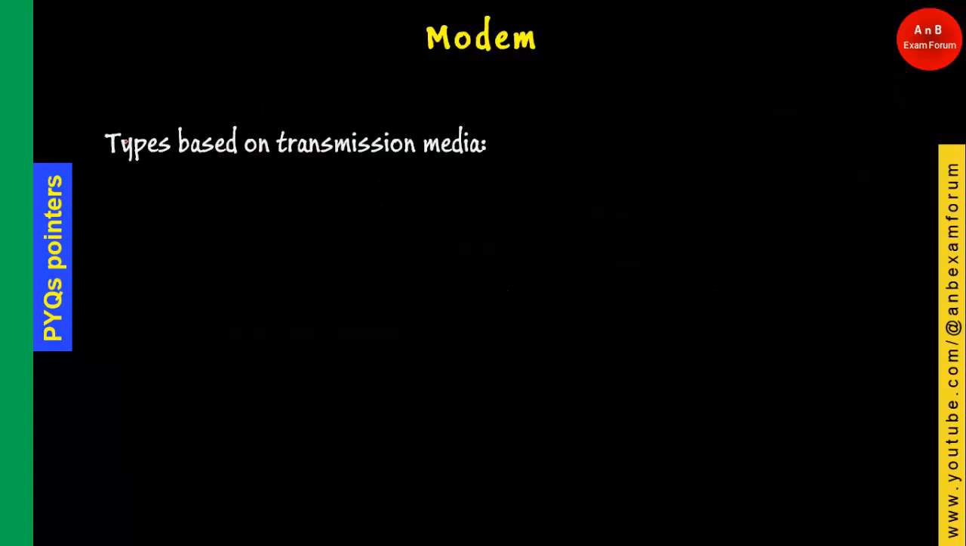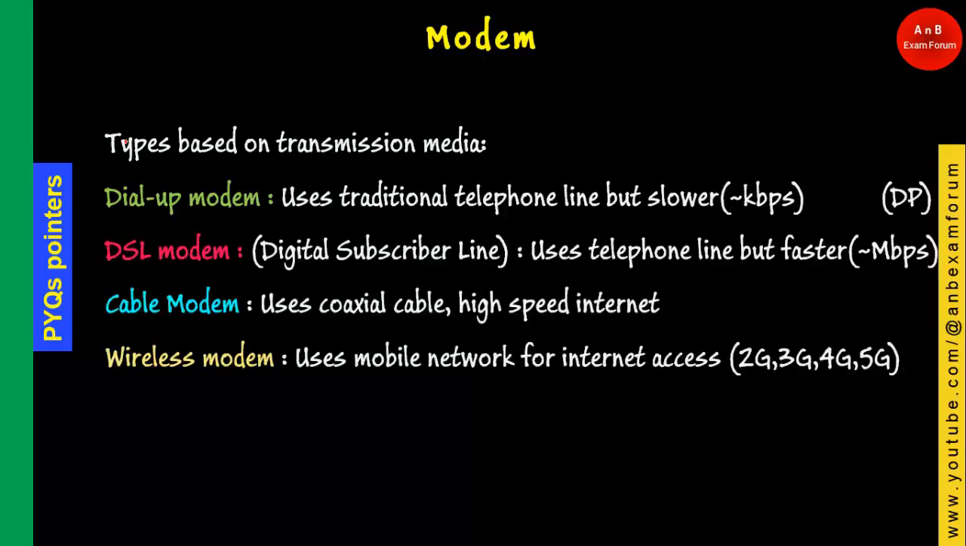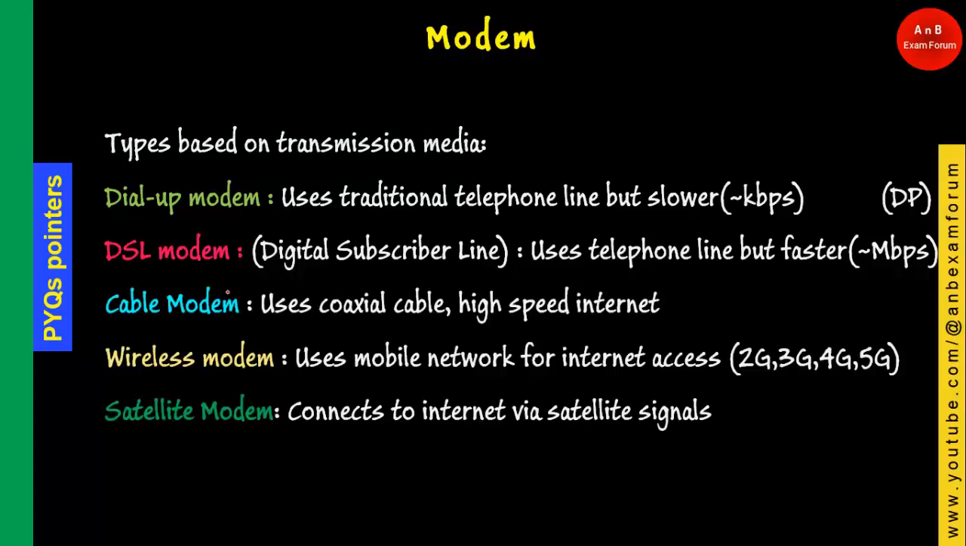The next pointer is that there are different types of modem based on transmission media. There are 5 modems which are available. The very important one is the dial-up modem. As you know, when you are dialing something, it means you are using the telephone, and it uses the traditional telephone line, not the latest transmission media. So if it is using the traditional telephone line, it is a dial-up modem, and it is generally small. Nowadays it has become obsolete, and its speed is in the order of kbps.